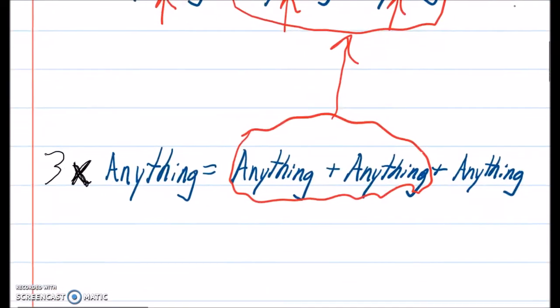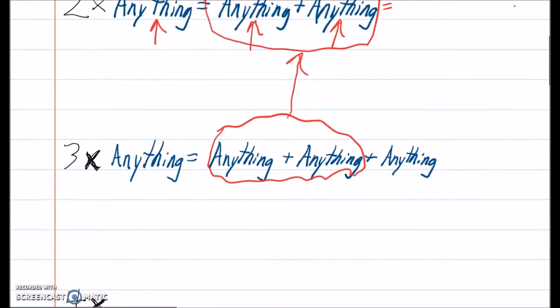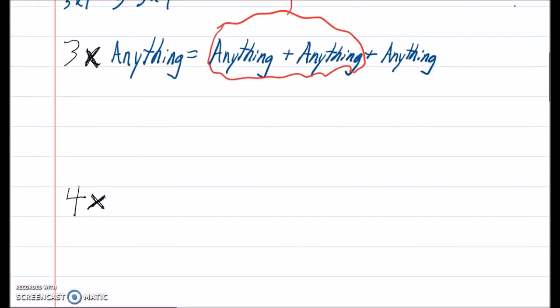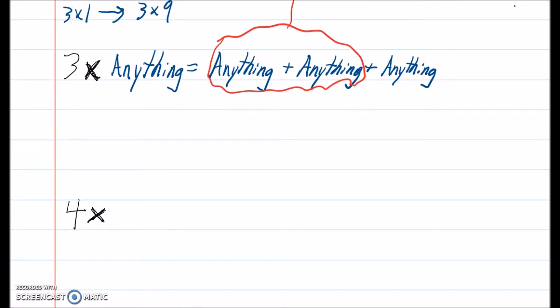So 3 times anything, you need to start memorizing 3 times 1 all the way till 3 times 9. You just have to sort of memorize those. It's inescapable. So for that one, good to memorize.